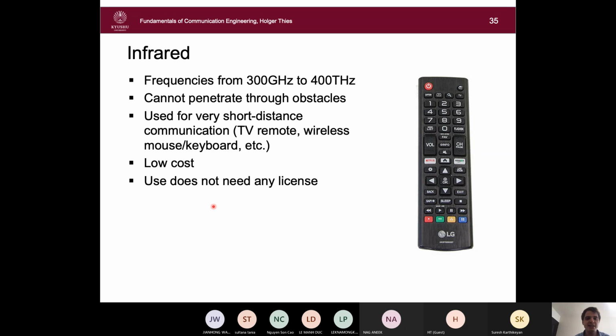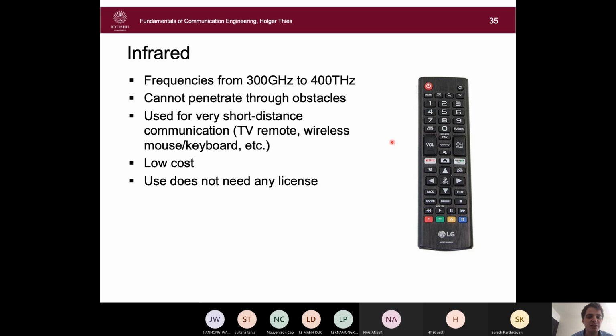And the ones with the highest frequencies are infrared waves. They have frequencies from 300 gigahertz to 400 terahertz. They have the disadvantage that they cannot penetrate through obstacles at all. So even if you keep your hand in front of a remote control, it will not work. Short distance remote controls, wireless mouse and keyboards and so on are the only real application for infrared waves in communication.